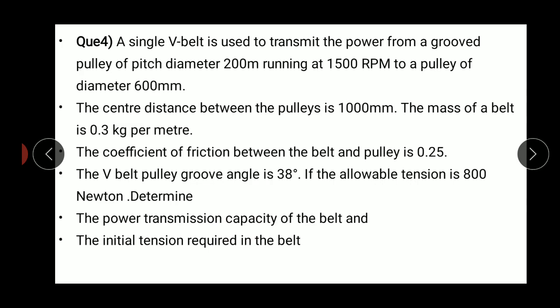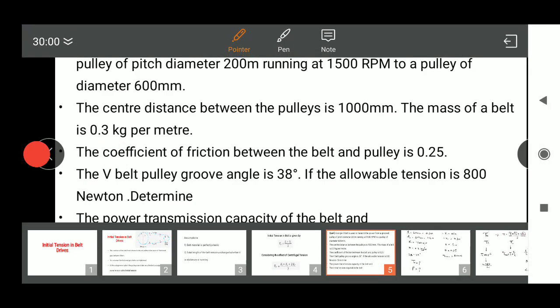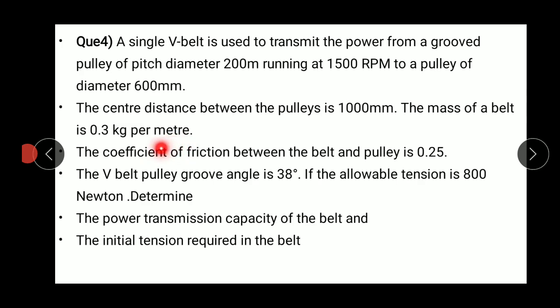One thing I should remember from the analysis of this question is that the mass per unit length of the belt is also given over here. So whenever mass per unit length of the belt is given, it is expected that you consider the effect of centrifugal tension in the belt drives. Even though it is not mentioned in the entire question, as mass per unit length is given, you need to consider the effect of centrifugal tension in the belt drive.